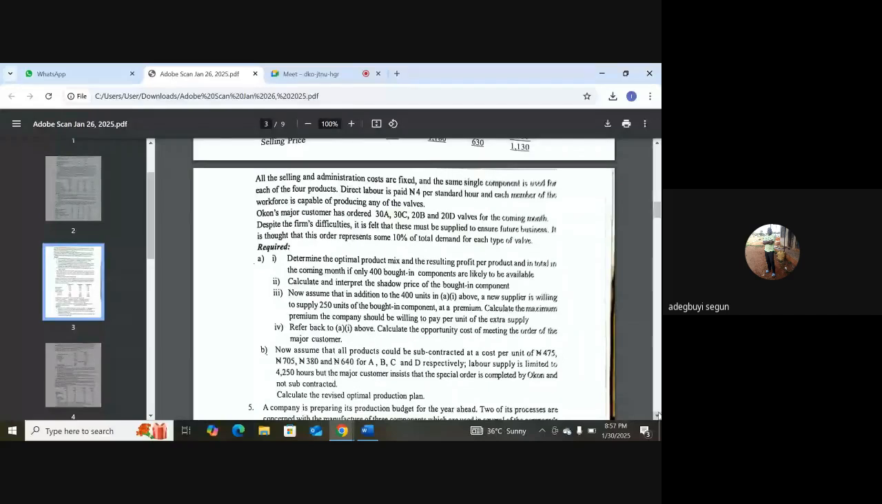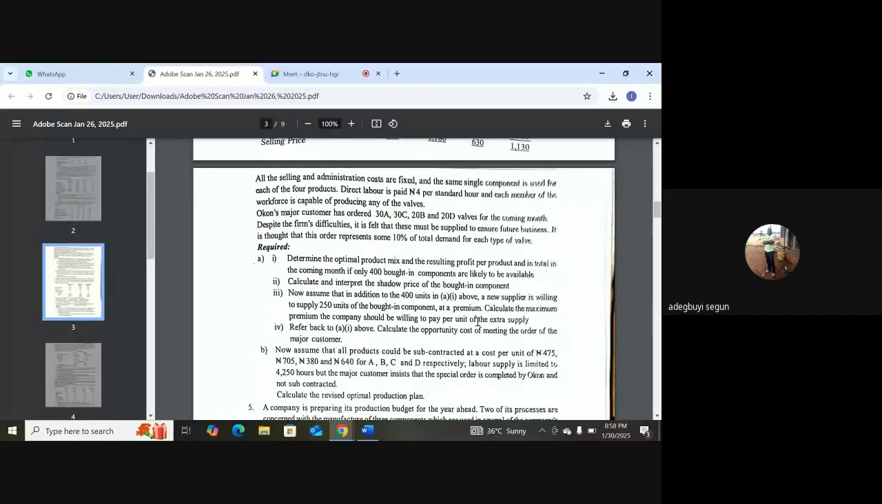One, determine the optimal product mix and resulting profit per product and in total in the coming month if only 400 bought-in components are likely to be available. Two, calculate and interpret the shadow price of the bought-in component. Three, now assume that in addition to the 400 units in part A(i) above, a new supplier is willing to supply 200 units of the bought-in component at a premium. Calculate the maximum premium the company will be willing to pay per unit of the extra supply. Four, refer back to A(i) above. Calculate the opportunity cost of meeting the order of the major customers.